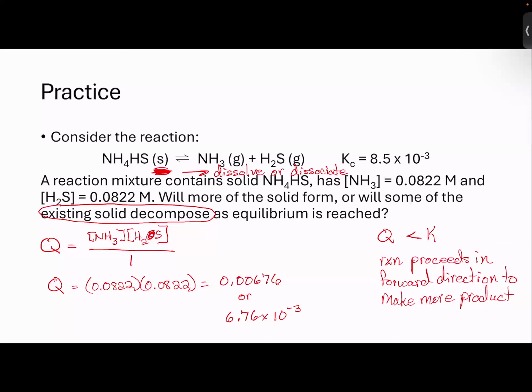If you don't like looking at numbers in scientific notation and comparing numbers in scientific notation, you could have taken both of them out of scientific notation, and that may help you to better see that the K was larger than Q.